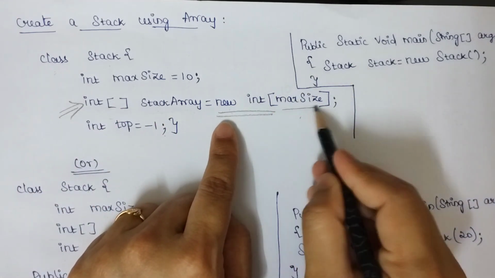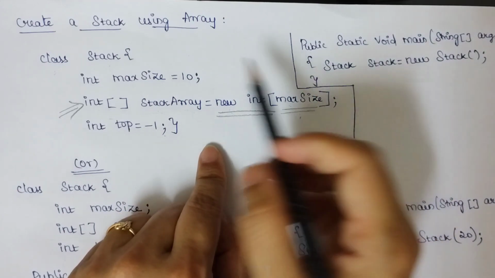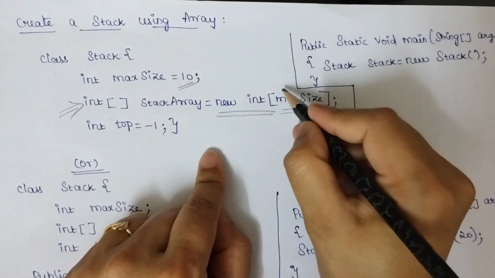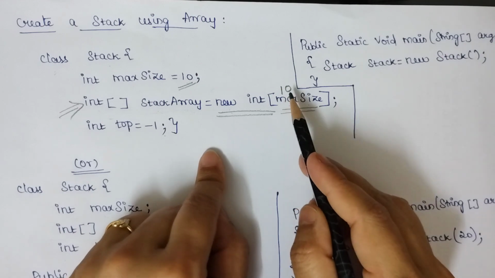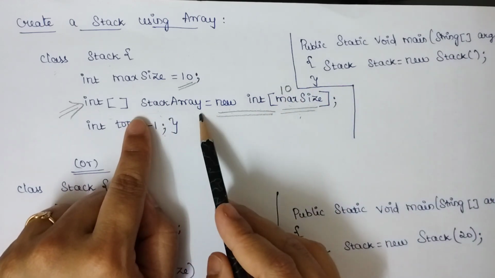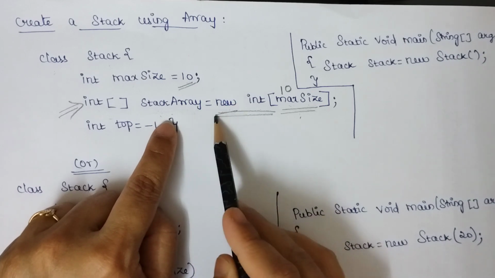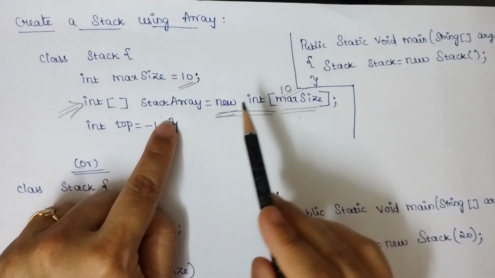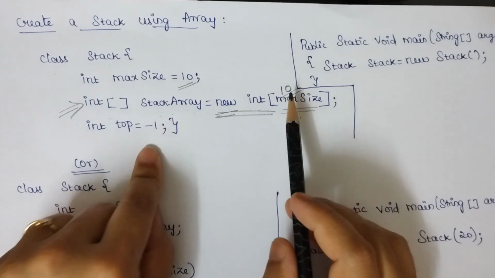And what is the size of the array? That depends on this max size. And what is the max size? Max size is already given here, and it is 10. So now the size of my array is 10, and the name of the array is stack array. So you created an array and you allocated memory for it, taking the array size as 10. This is my first statement.